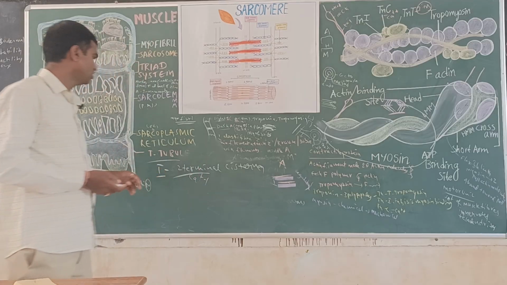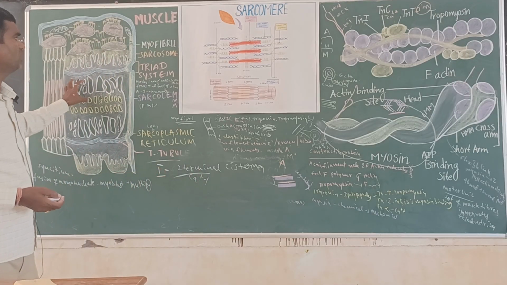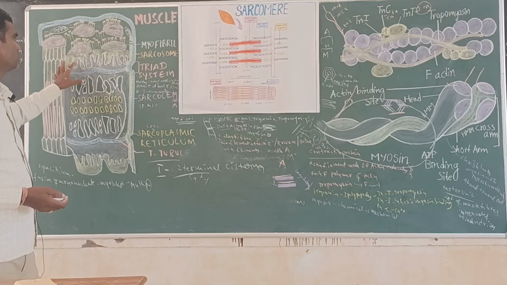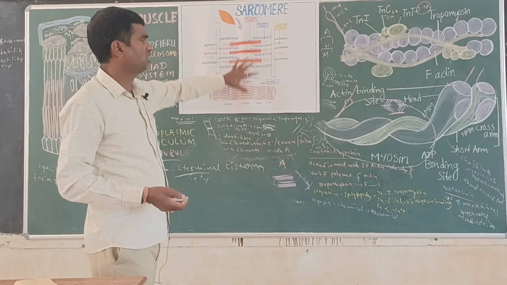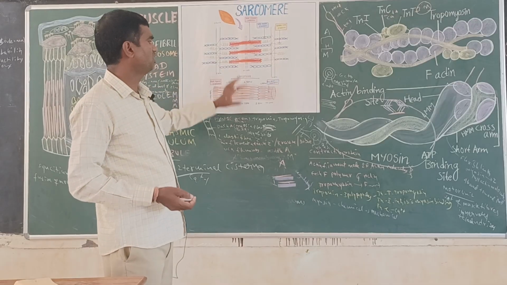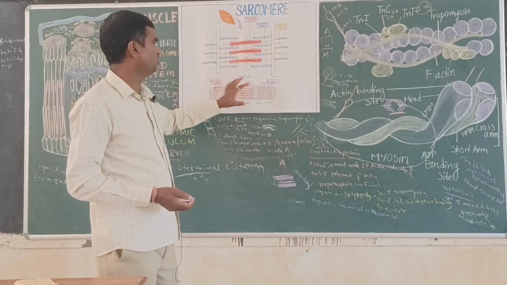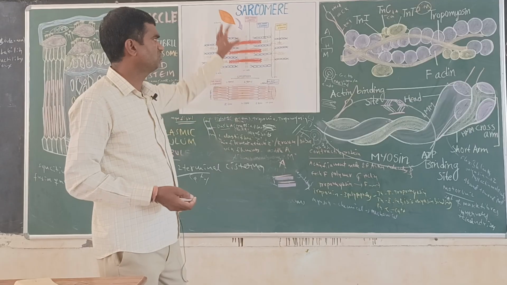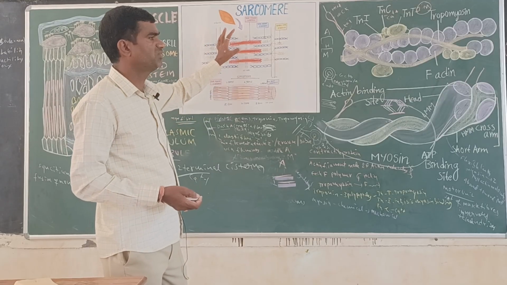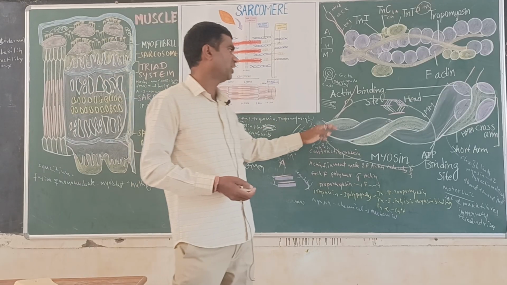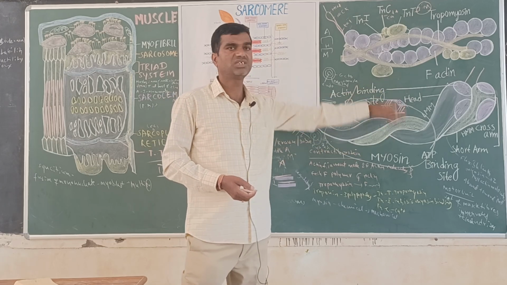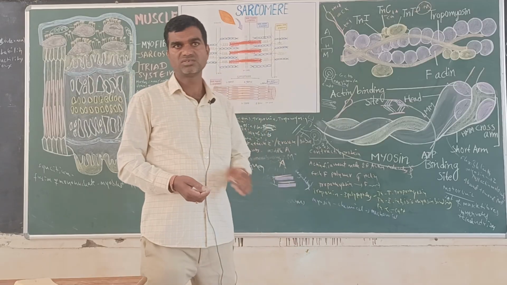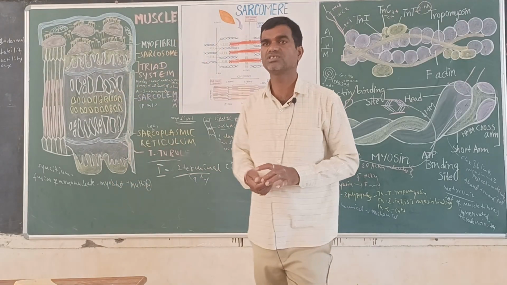Today our topic is the structure of muscle, okay. This is about the skeletal muscle. It is the sarcomere structure, and how the sarcomere is forming, what are Z bands, what are I bands, everything. What are thin filaments, what are thick filaments, okay. And this is the structure of myosin. So these are the filaments. Today our topic is the structure of muscle.